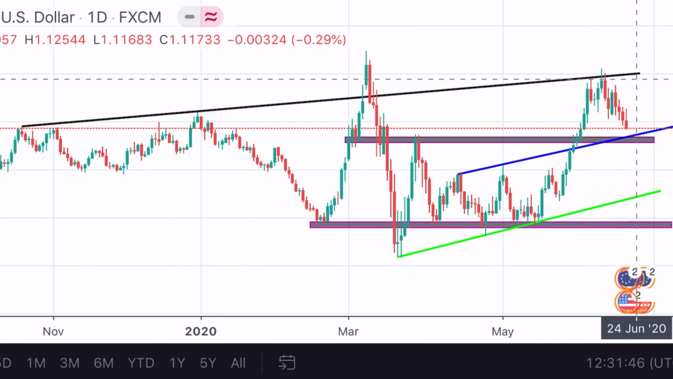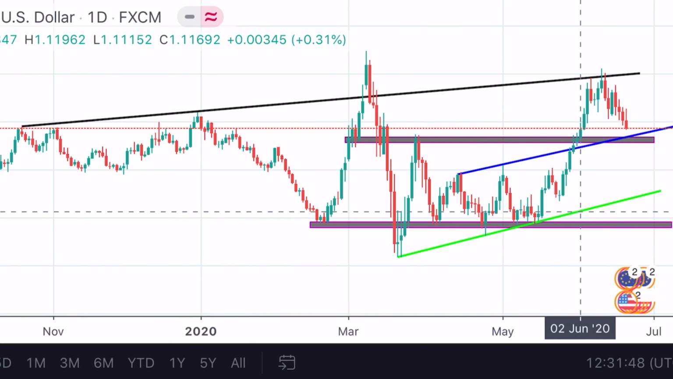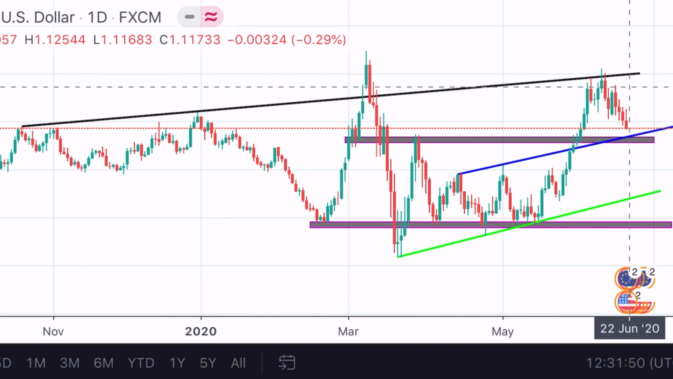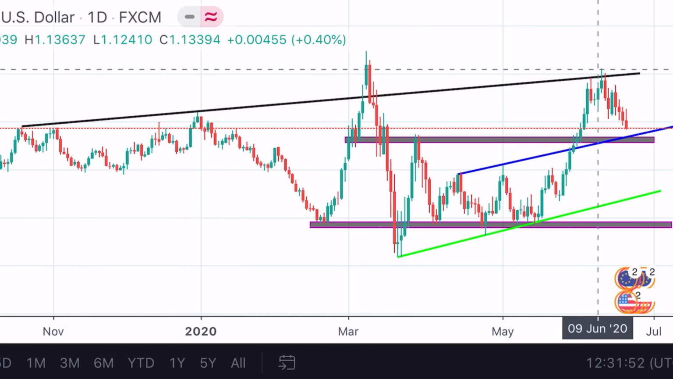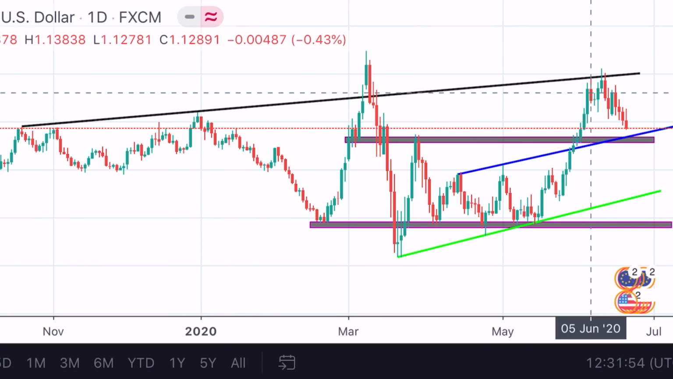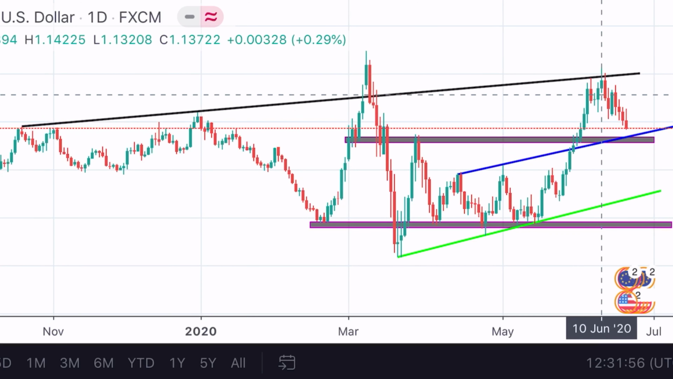You can see pretty much the formation of how everything is going. We had the ascending channel right there, and then we had this major trend line, which we rejected there. And then the price has been going down ever since then, right?